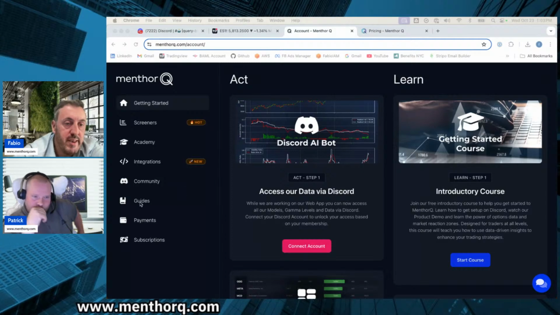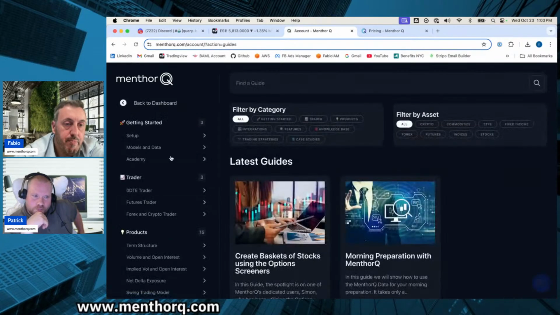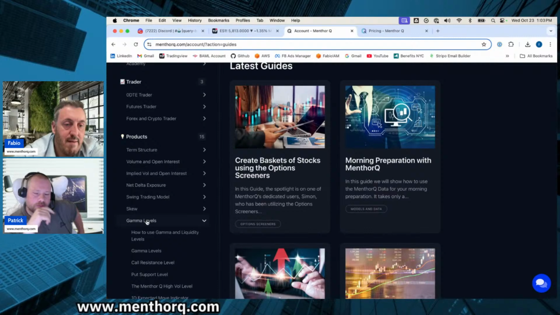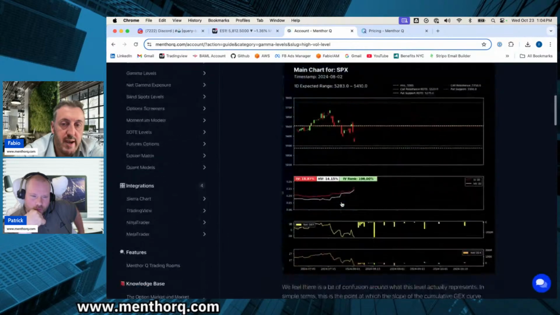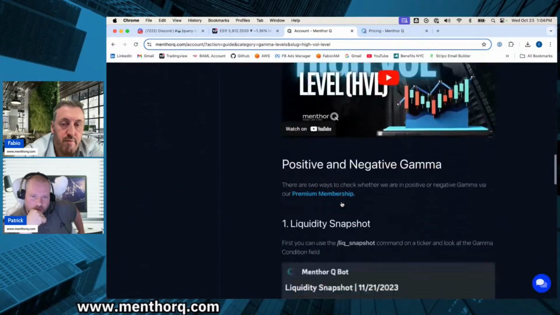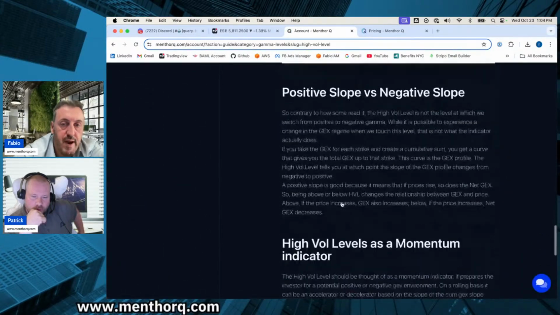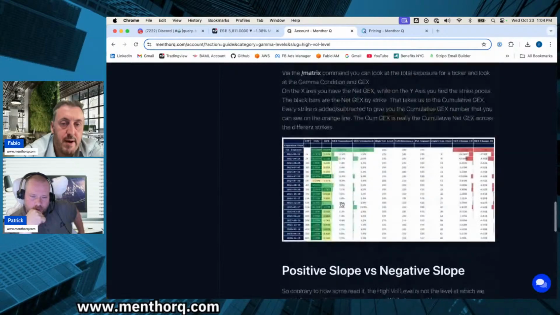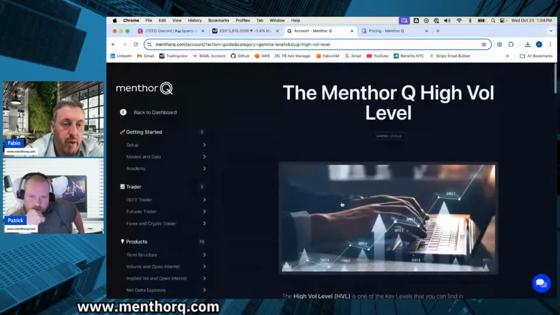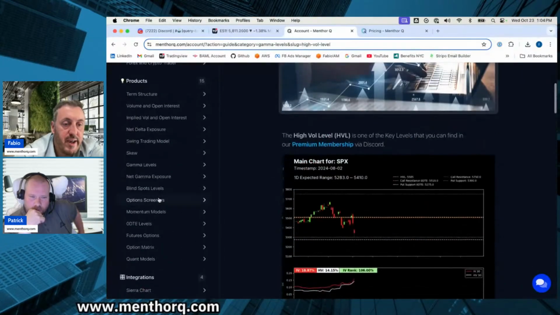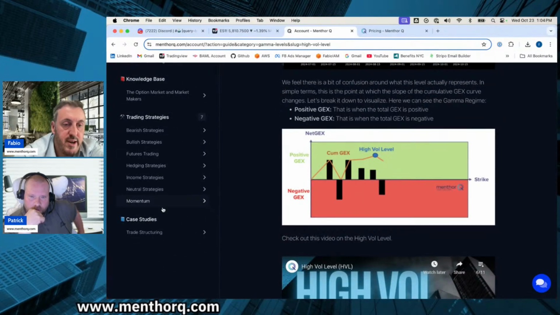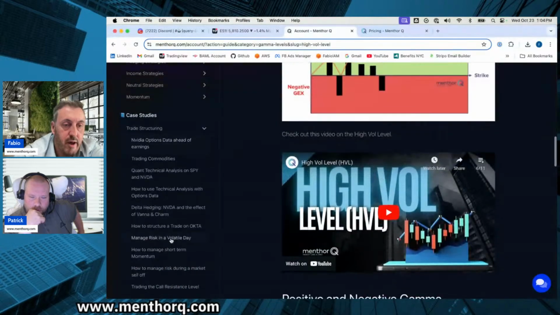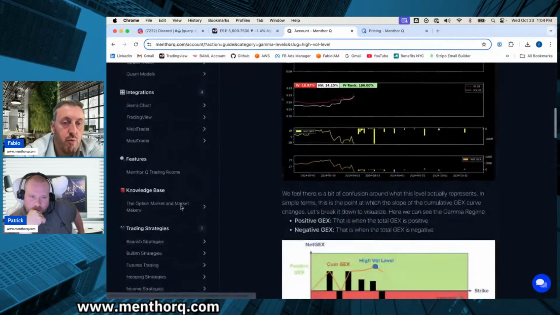But within the documentation, if you go under guides and you go under gamma levels, here we show you all the different levels that we have. We have the high vol level here. We show you documentation. We show you a video on how to find whether we're in positive or negative gamma, and how to read the chart. But we also have use cases. We have a knowledge base. We have strategies right here, case studies. So there's a lot of documentation there.